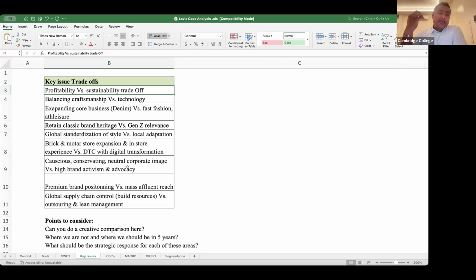Then how do you balance craftsmanship versus technology? So the traditional artisans who are crafting handmade jeans versus modern technology that can produce efficiently and ensure that your production is done very fast so that you can go out to the globe and cater to the global demand. So it's a dichotomy. It's either or. So it's something that you need to consult your organization on.